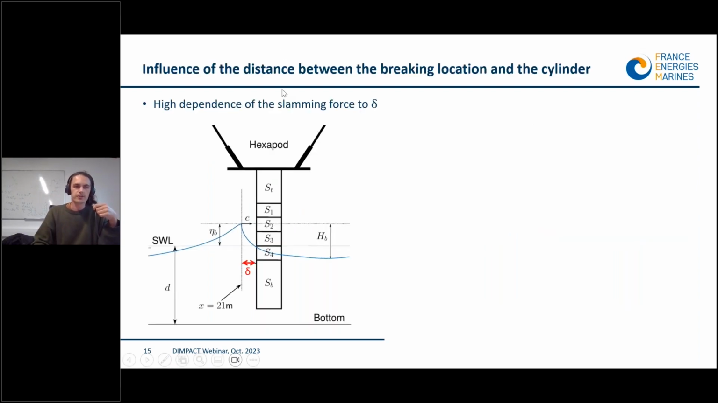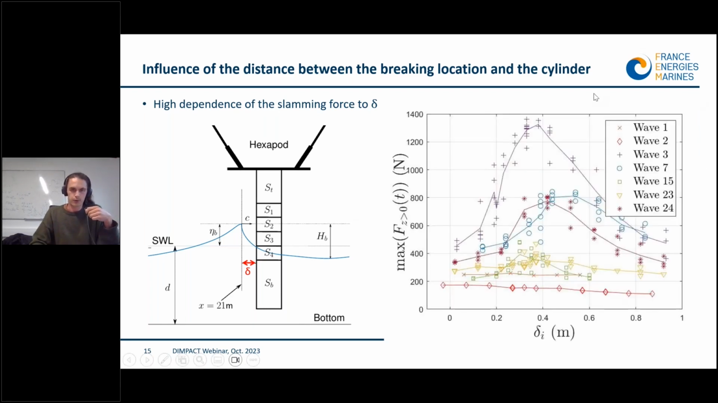First, the influence of the distance between the breaking location and the cylinder. We call this distance delta, and it is represented here. This is the distance between the breaking point, which corresponds to the point at which the free surface first becomes vertical, and the front face of the cylinder. What we did is that we varied this distance delta for the repeat of the same wave, and we did this for waves with different breaking intensity. This allows us to obtain this kind of curves.